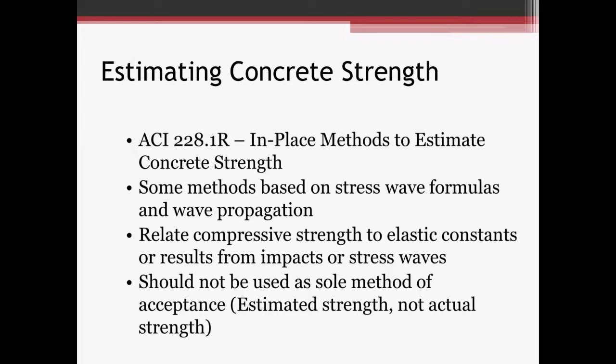So ACI 228.1, the previous methods we were talking about were ACI 228.2. ACI 228 is the Committee on Non-Destructive Testing. 228.1 is estimating in-place concrete strength. Some of these methods are based on stress wave formulas and wave propagation, figuring out what's happening with the wave. You want to relate the compressive strength to some of these elastic constants, either from impacts or stress waves.